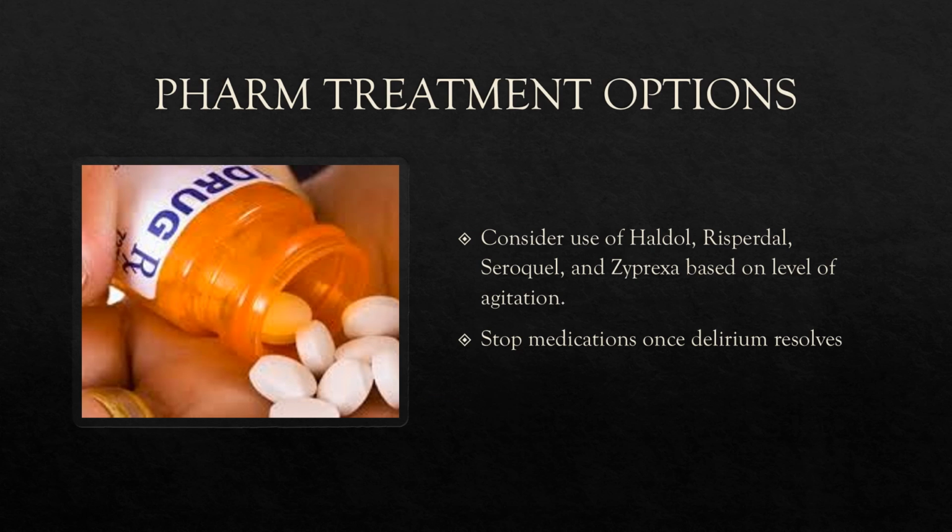Pharmacological treatments, once delirium has developed, can include the use of Haldol, Risperdal, Seroquel, and Zyprexa based on the level of agitation being displayed by the patient. It is important to remember to stop these medications once the delirium resolves. In addition to these, it is also important to use pharmacologic pain management options to ensure that pain is well controlled.